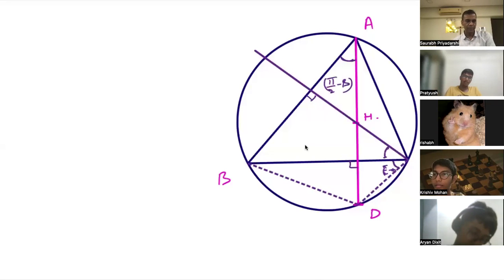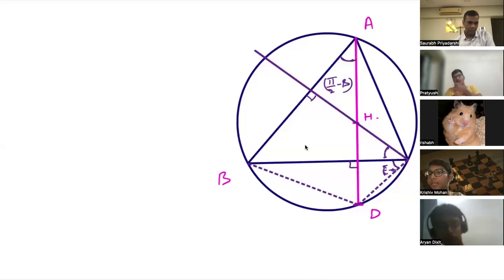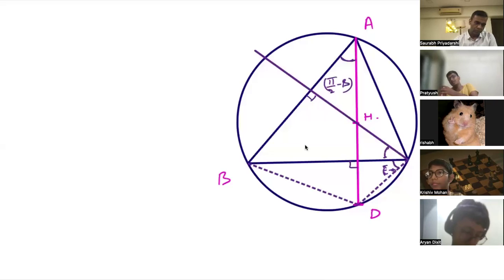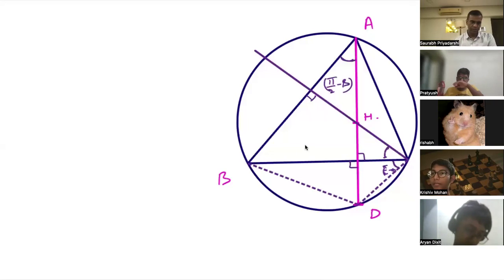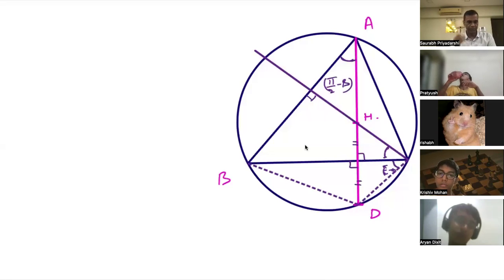Okay. So HD is perpendicular to BC. So HCD is an isosceles triangle. Very good. So H is the reflection of D. So both are equal. Right. This okay?